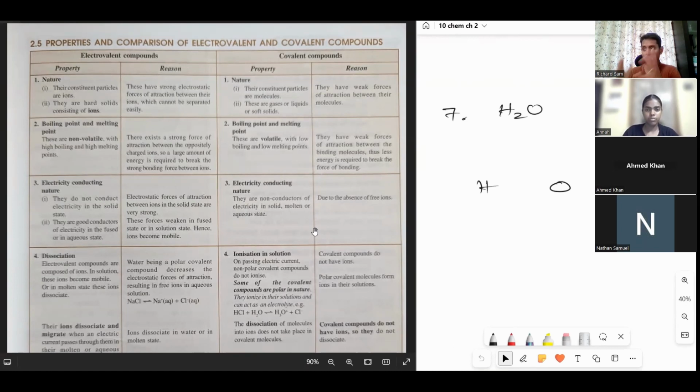Remember, molecules have to split into ions. If they remain as molecules, then they don't conduct. If they split into ions, then they will conduct. Okay, so keep this in mind. It's very useful in many chapters. This molecule splitting into ions is there.